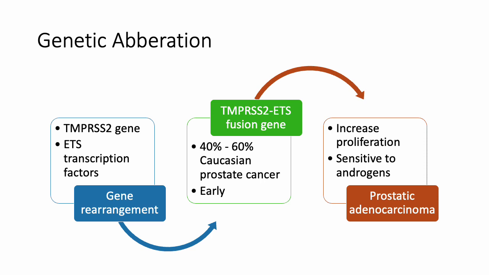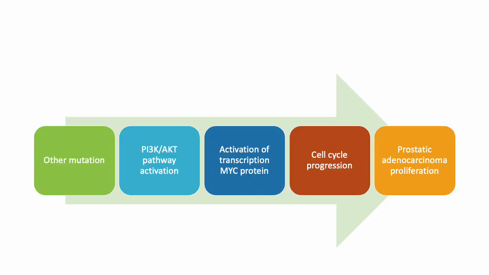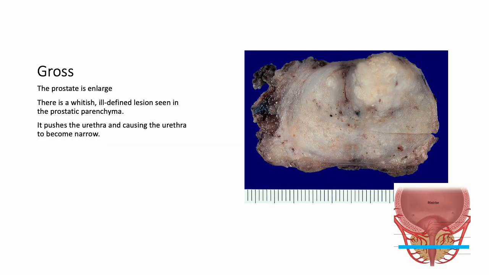So when there are these genetic aberrations, the prostatic adenocarcinoma will keep growing a little bit faster compared to one that does not have this genetic aberration. And the other mutation is PI3K AKT pathway activation of transcription of the MYC protein. This will cause cell cycle progression and prostatic adenocarcinoma proliferation.